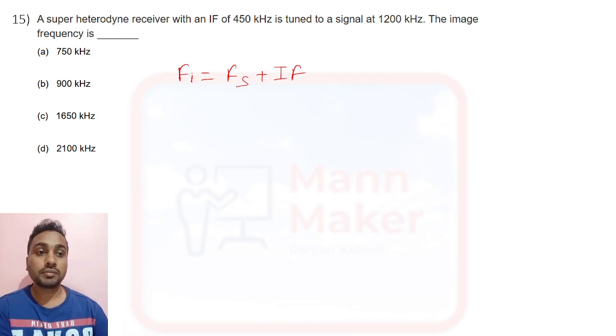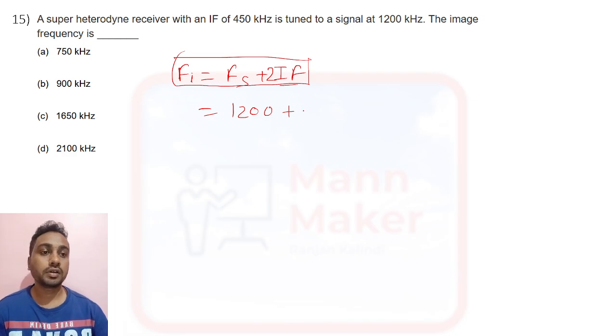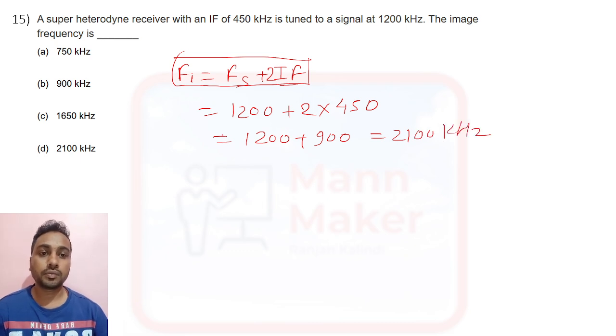Fs is the incoming signal and IF is the intermediate frequency. So we have the incoming frequency 1200 kilohertz plus two intermediate frequencies. This is the formula: Fi equal to Fs plus 2IF. So 2 into IF, we have 450 kilohertz. So 1200 plus 900 equals 2100 kilohertz will be your answer. Option D is the right answer.